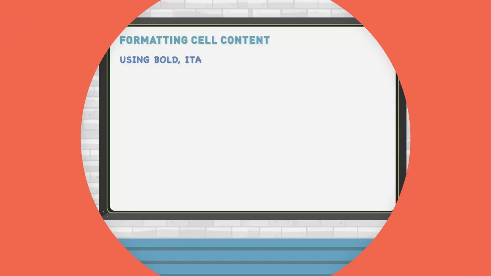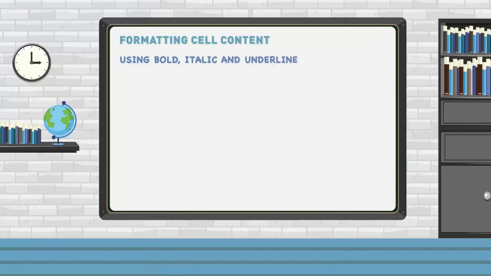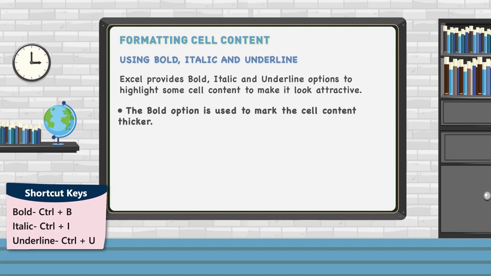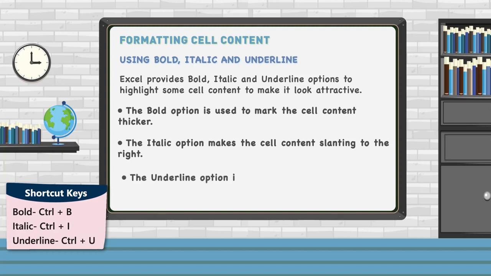The second tool is bold, italic and underline. Excel provides bold, italic and underline options to highlight some cell content to make it look attractive. The bold option is used to mark the cell content thicker. The italic option makes the cell content slanting to the right. And the underlined option is used to place a line under the cell content.